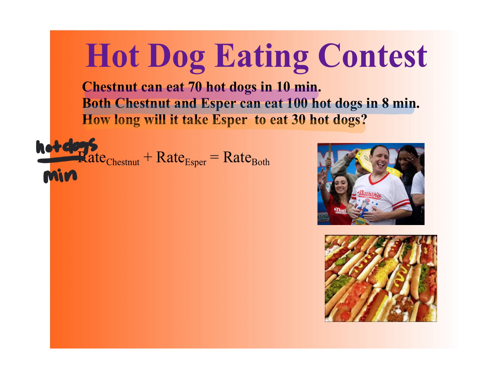Okay, so Chestnut alone can eat 70 hot dogs in 10 minutes. Together, it says that they can eat 100 hot dogs in 8 minutes. And what we're trying to find is the time it will take for Esper to eat 30 hot dogs. So we have 30 over x, and x is ultimately what we're trying to find.